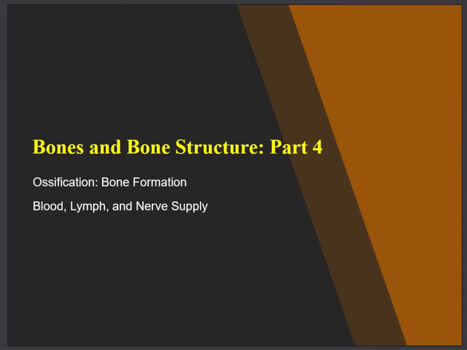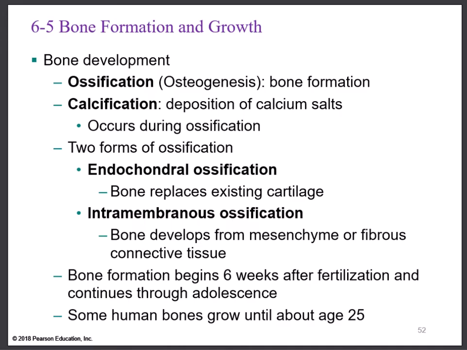In part 4 of Bones and Bone Structure, we're going to take a look at the two types of ossification, which is bone formation. And then we'll take a look at how bone is supplied with blood, lymph, and nerves. So let's take a look at bone formation. The term that we use is known as ossification. Another term that you may hear is called osteogenesis, but simply both terms mean that we're forming bone.